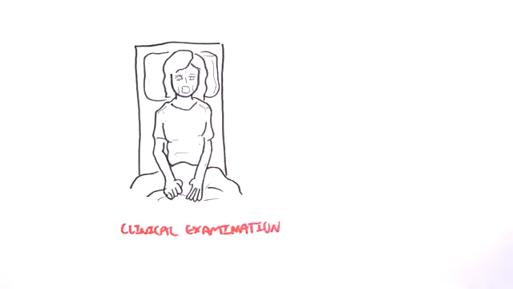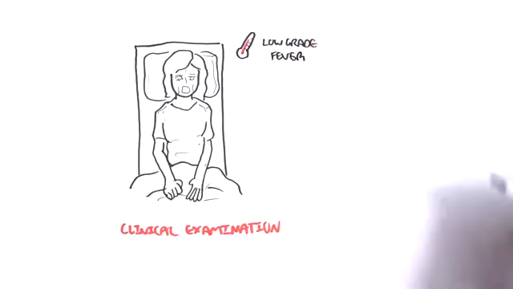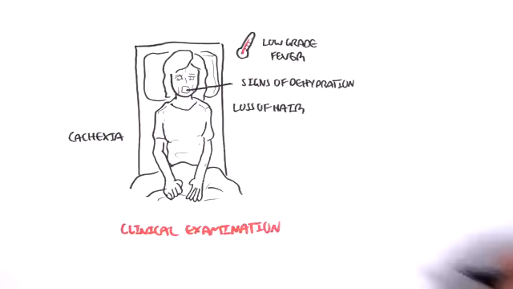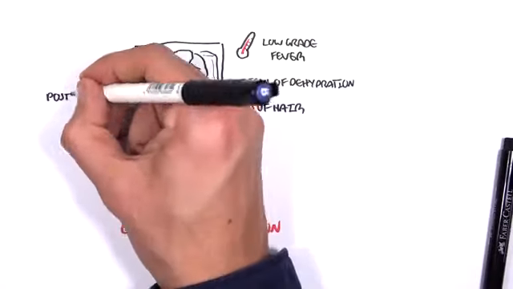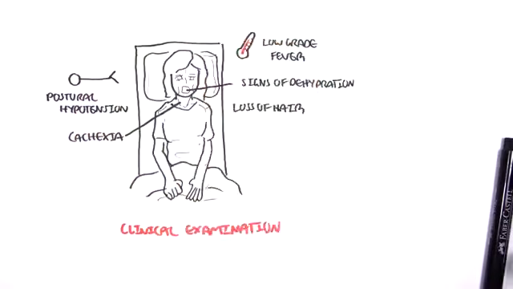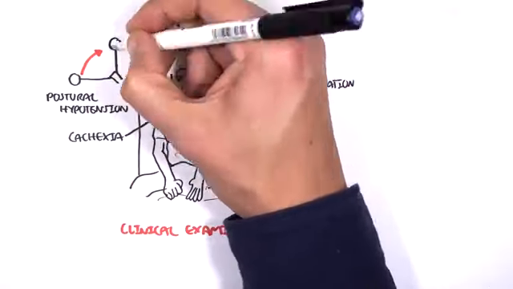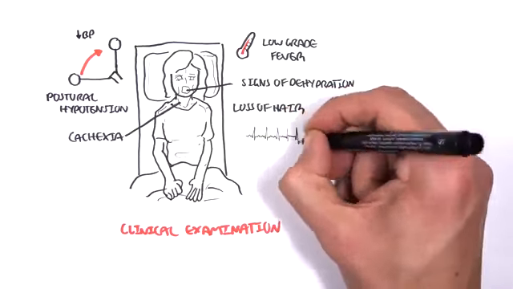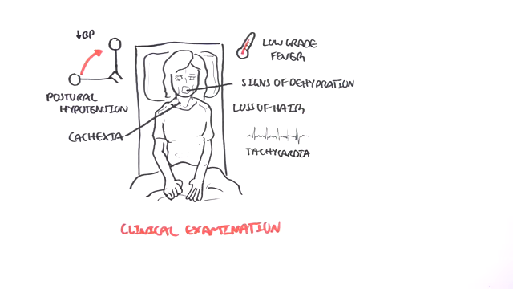On clinical examination, there will be a low-grade fever, signs of dehydration, and loss of hair. You can also note cachexia, as well as postural hypotension, which is a decrease in blood pressure, the difference between lying down and standing up. Finally, tachycardia is also present to compensate for the low blood pressure. Let's go back to the main diagram again.